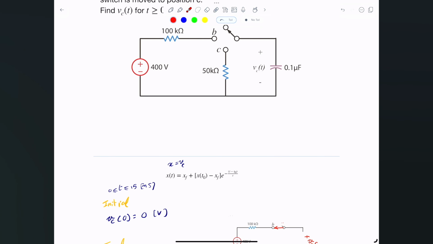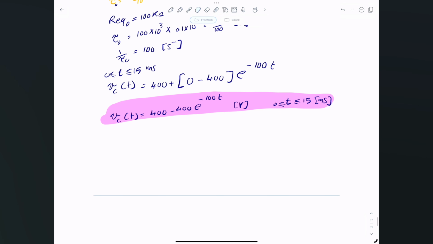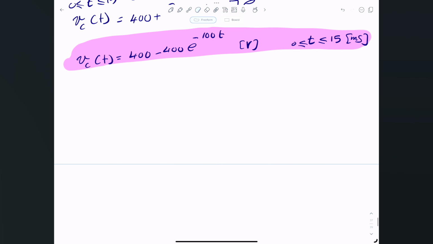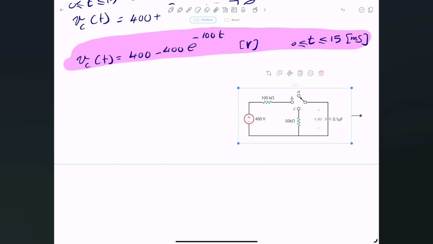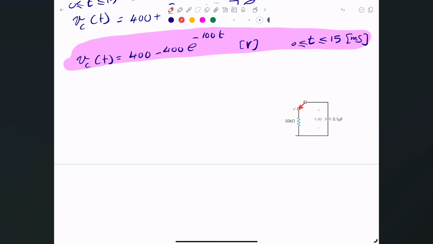So at 15 milliseconds, we go from B all the way to C. So let's draw that circuit here. What we'll end up with is the following. We'll end up with this circuit in here, okay? And again, we don't have A anymore. We don't have this part of the circuit anymore. We remove it. So what we're left with is just simply this case in here.